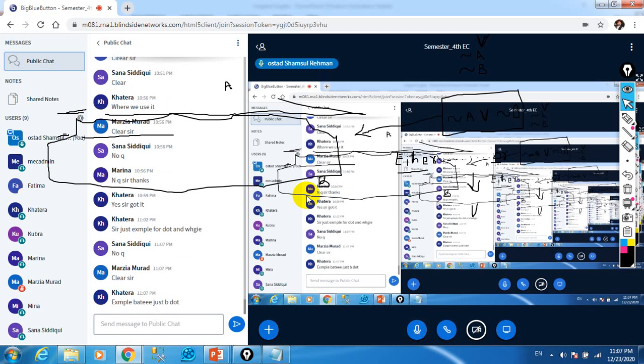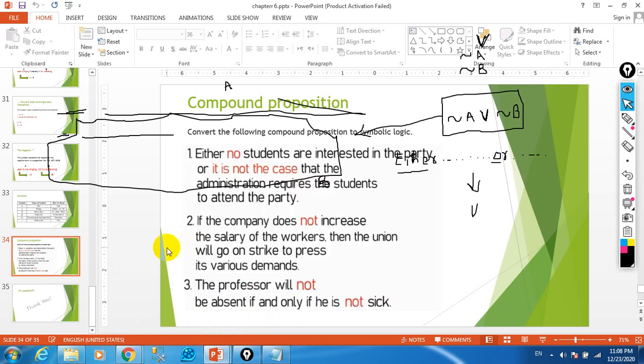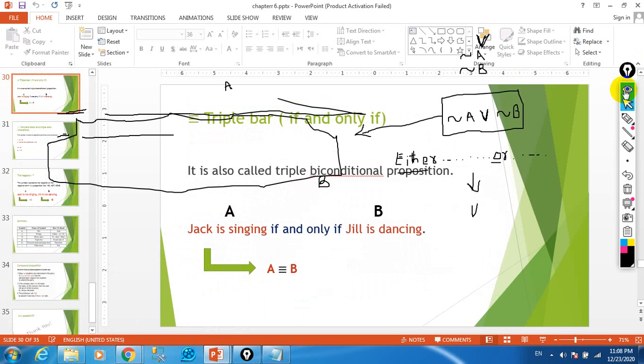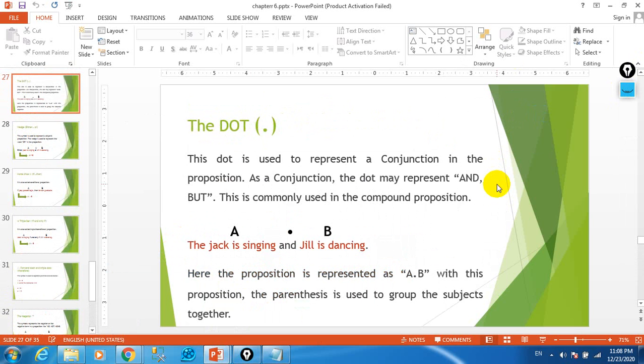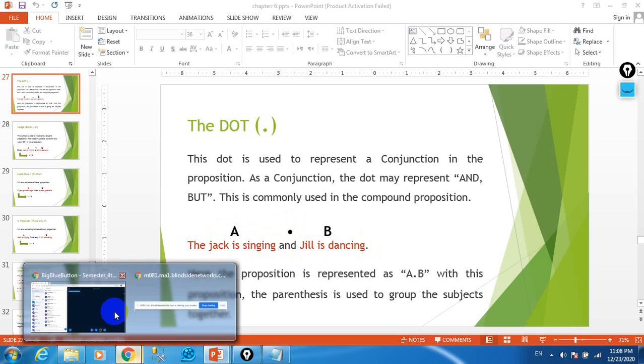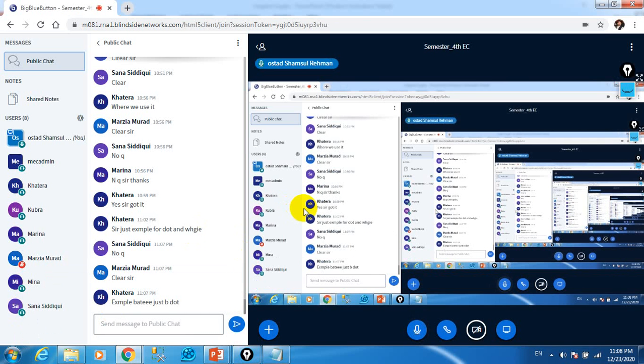I had not given an example for dot. So here, in the very first slides of the symbolic logic, we have dot. This is an example of dot: 'Jake is singing and Jill is dancing'. Yeah, we can also say 'Jake is singing but Jill is dancing'.